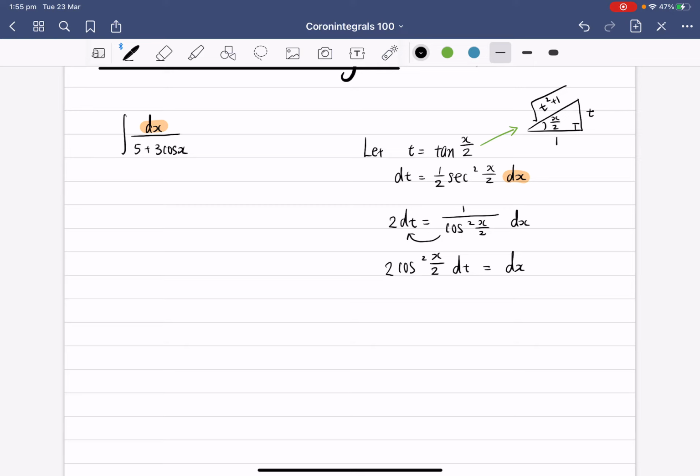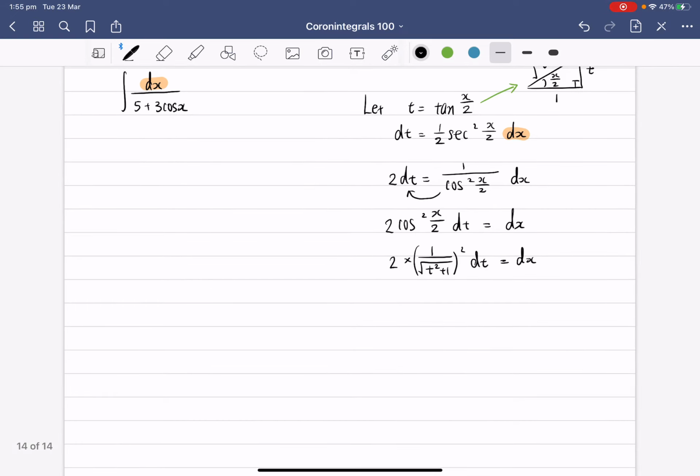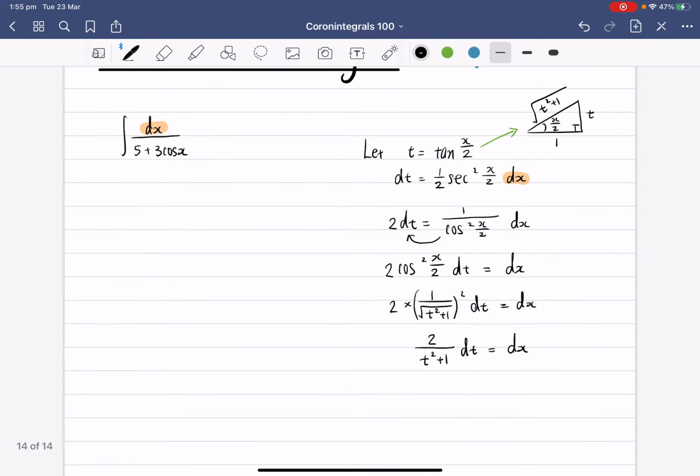Okay, so once you finish this, we now can find out what cosine square x on 2 equals. Cosine x on 2 is the adjacent side over the hypotenuse. So that is 1 over the square root of t squared plus 1, and squaring it, times 2 dt is equal to dx. So now after we simplify it, we end up with 2 over t squared plus 1 dt is equal to dx. So finally, we get what we need, okay? We get this expression here, and that's what we need. We want dx in terms of dt.